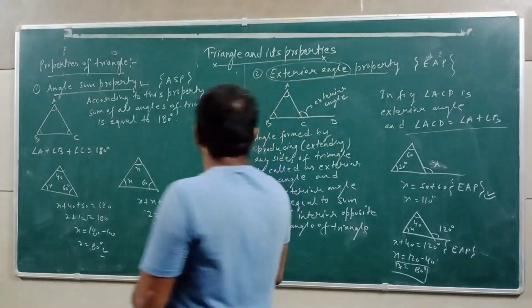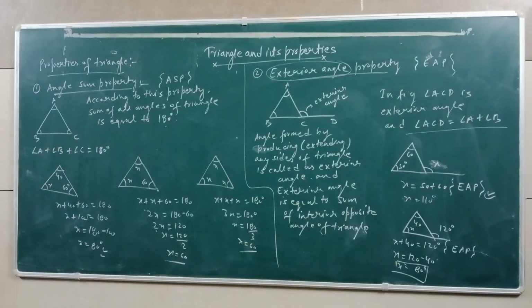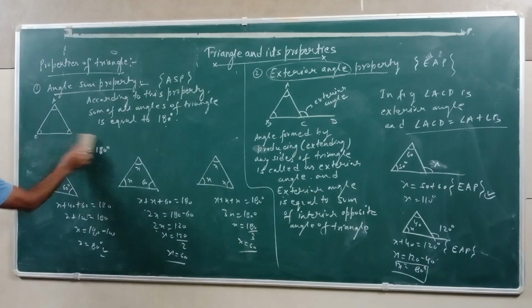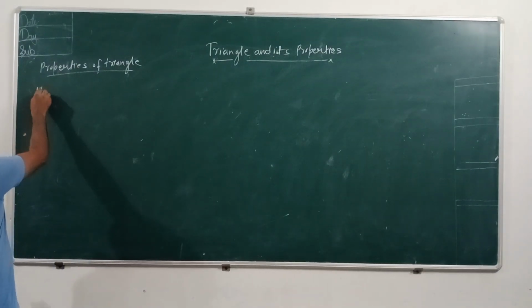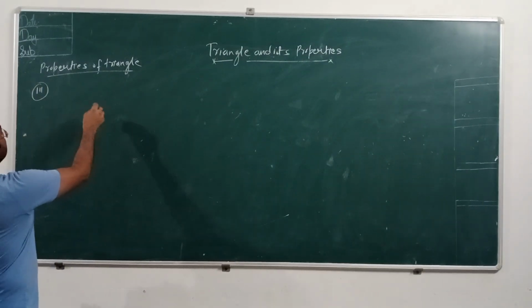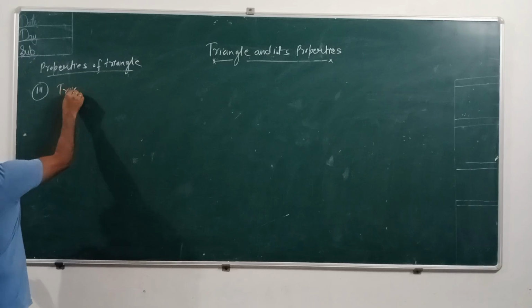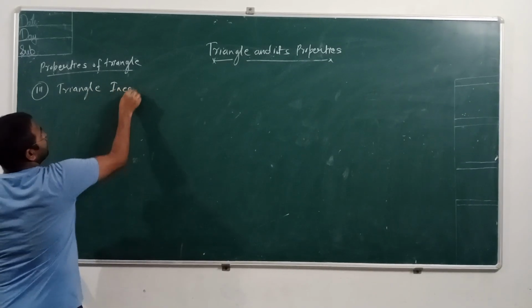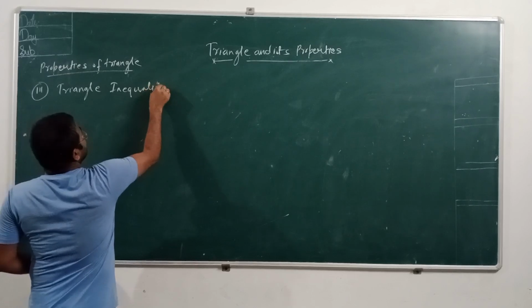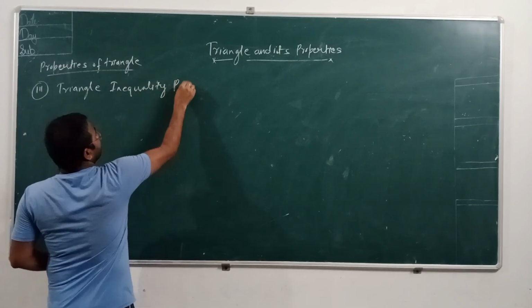So I hope you have noted down this angle sum property. I am going to erase it. So see here, now see the third property. The third property is what? Triangle inequality property.